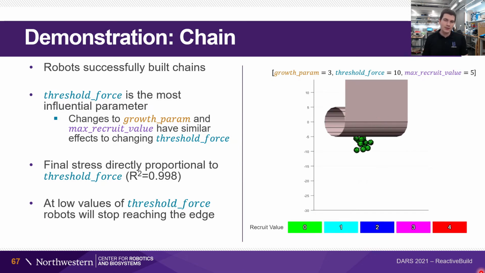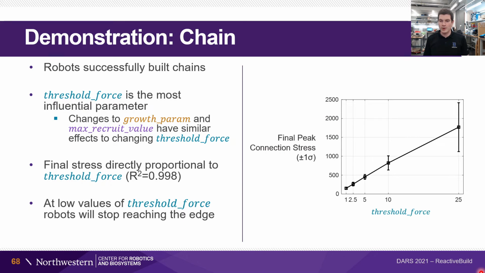The second structure that I am demonstrating here is the chain. As you can see, there's an arena and they dangle from that. Once again, threshold force is the most important parameter. And once again, we have this nice linear relationship between threshold force and the peak connection stress.